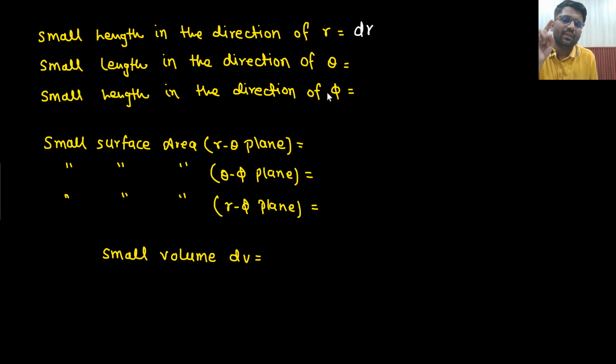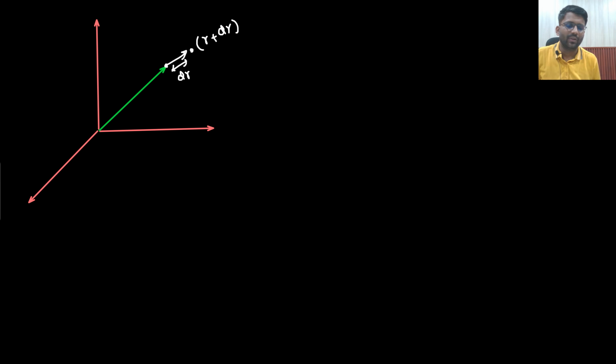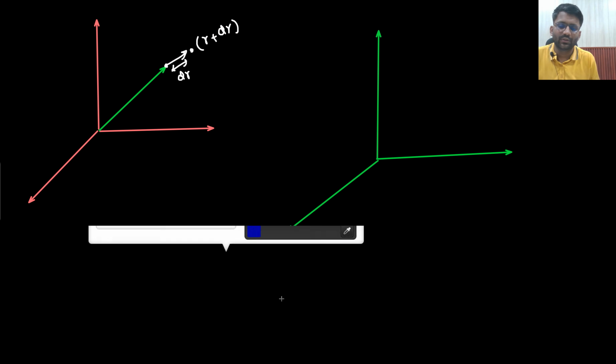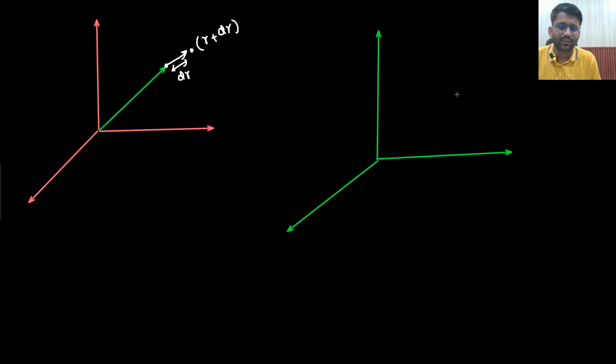Moving a small length in the direction of theta, what would that be? So I am already at theta. This is what they are saying. I am already at theta. So this is your position vector. This is known as the position vector, which is already at theta. It has already made an angle of theta, and this distance, let's just say, is r.